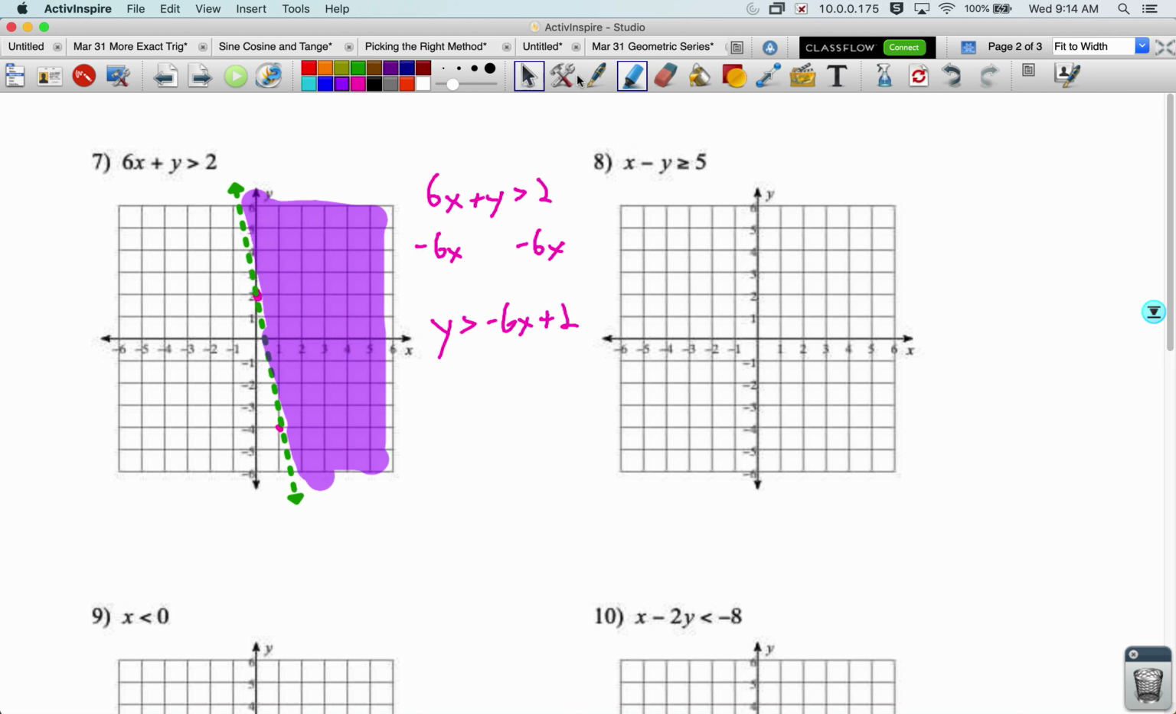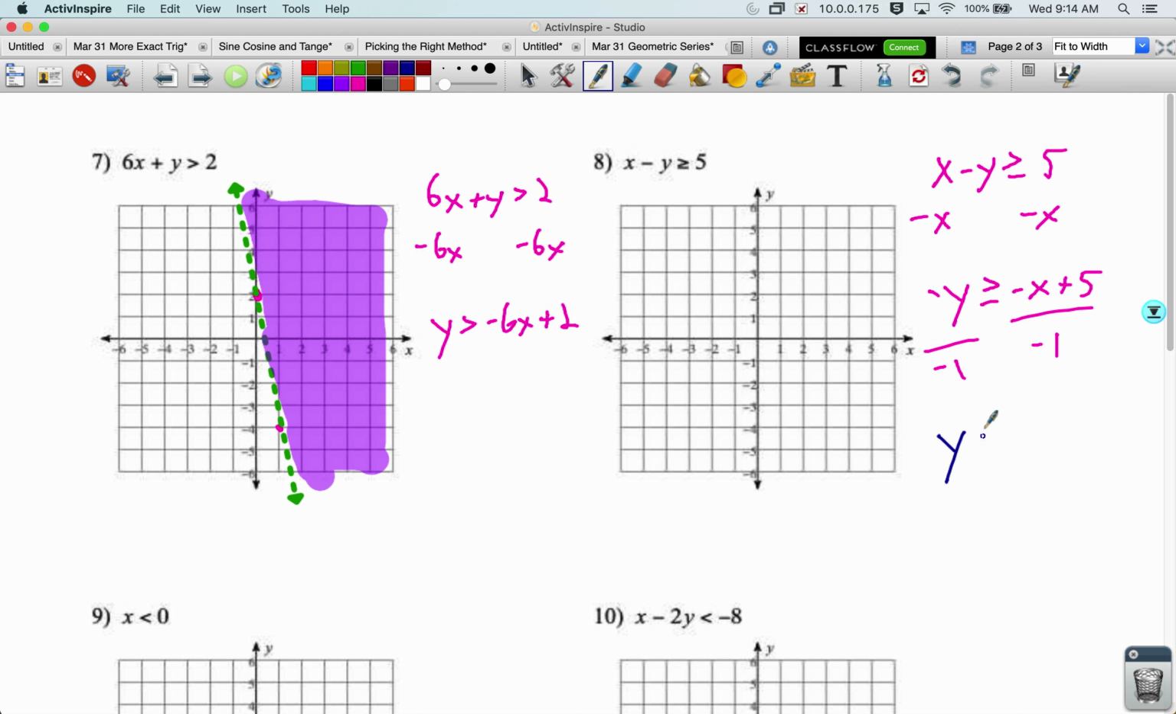Okay, what about number 8 here? Same thing, I need to write it off to the side, get it into slope-intercept form. I subtract x from both sides. I get negative y is greater than or equal to negative x plus 5. I'm going to get rid of that negative, so I divide by negative 1. Here's where hopefully you remember something about inequalities. I divided by a negative. I've got to flip the direction of that inequality. Y is less than or equal to x minus 5.